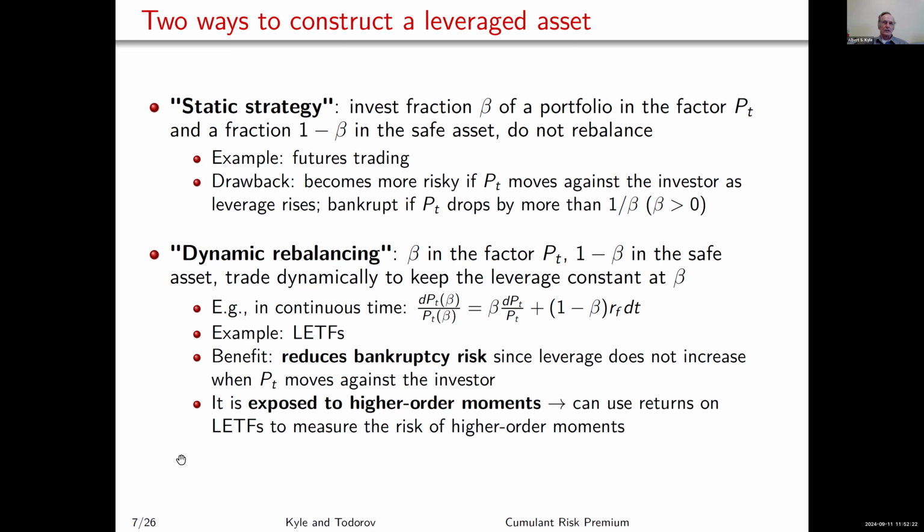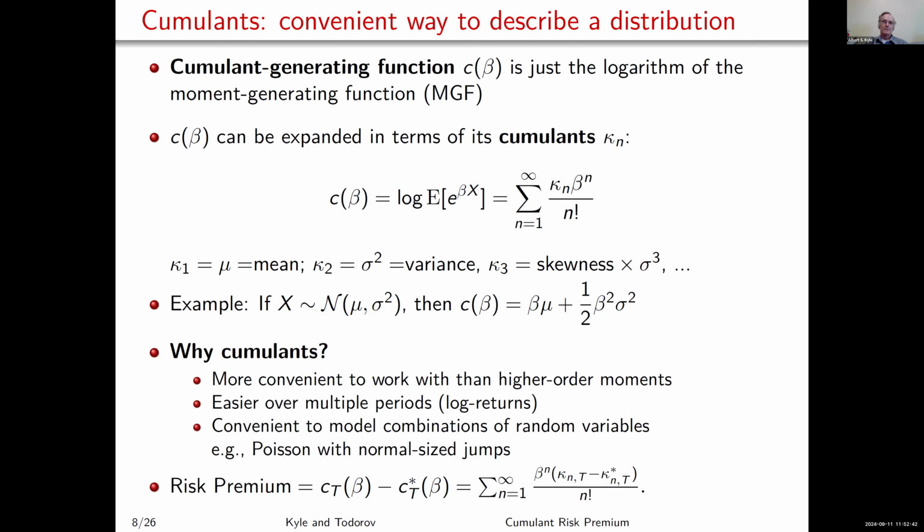So our thought is that these kind of strategies expose you to higher order moments because they change the shape of the return during the period that you're rebalancing. We can think of that period as being like a month or something like that. And it changes the shape of the distribution of the returns you earn over that month. Okay, so we're going to try to get at this using the cumulant generating function.